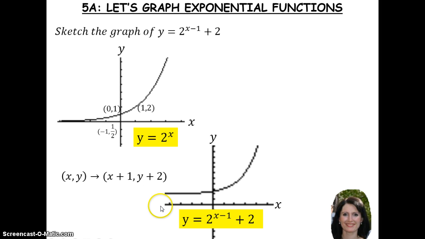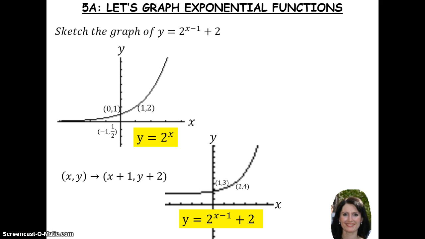Here it is here. So we've gone up 2, so now our asymptote would be at 2. And we move across 1 in the positive direction of the x-axis. So we want to put the new points in. So let's have a look. Where we have (0, 1), x would become 1 and y would become 3. Because in the original point, x was 0, y was 1. Now we map that to x plus 1, y plus 2, it becomes (1, 3).